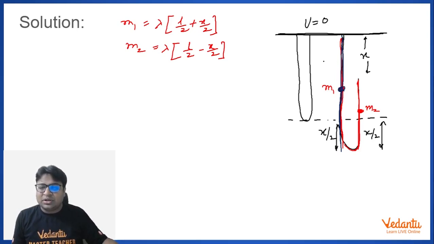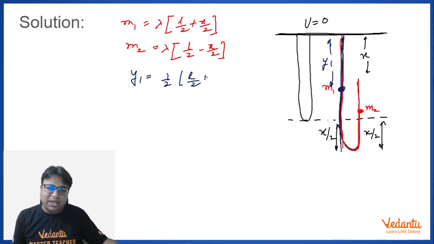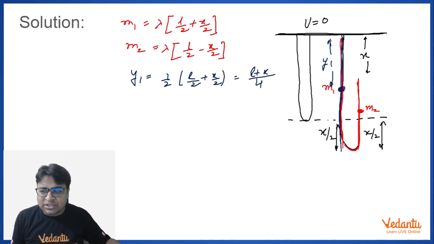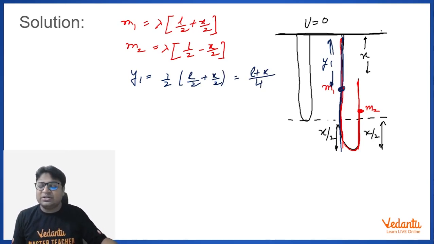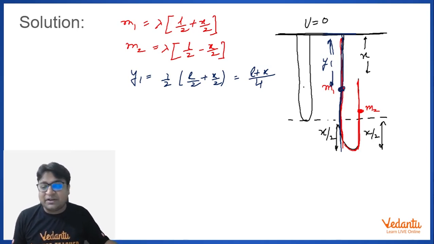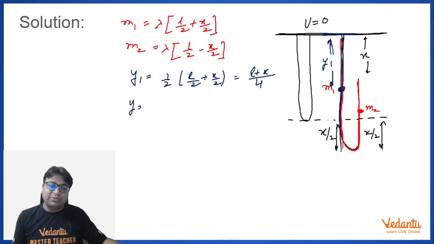So I can say y1 is this distance. Y1 would be given by half of this length, which is L by 2 plus x by 2. So it becomes (L plus x) by 4. All right, so I've written this length. Now keep in mind that if we are considering this as zero height, anything that lies below this will have a negative gravitational energy. All right, so keep that in mind.